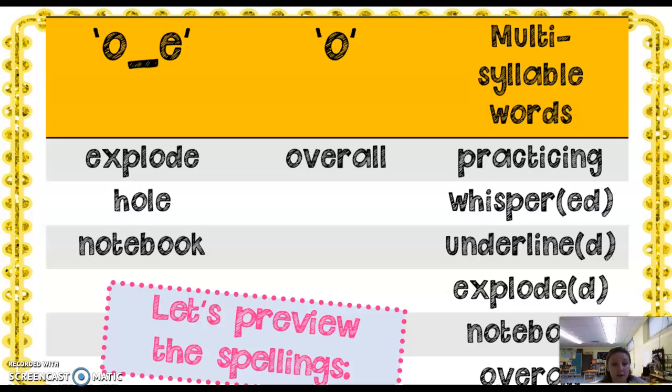These are some of the words that you're going to find in the story, okay? Now, the first 2 columns are words that make the O sound. One is O consonant E, like explode, whole, and notebook. And the next one uses just the letter O to make the O sound, and that word is overall. Our multi-syllable words that we will find in our story today are practicing, whispered, underlined, exploded, notebook, and overall. So if you see any of these words while we're reading the story today, you're going to tap your head.